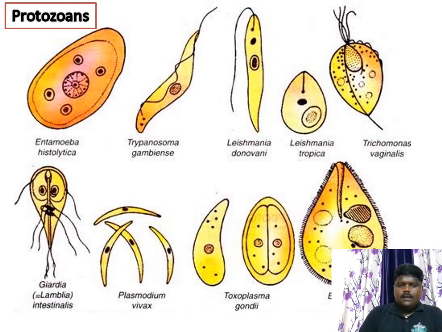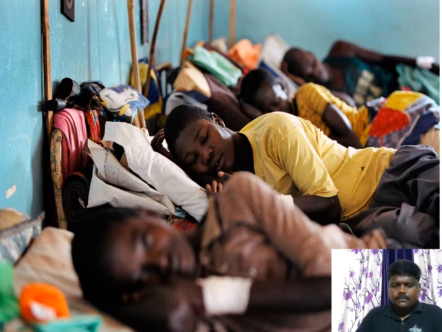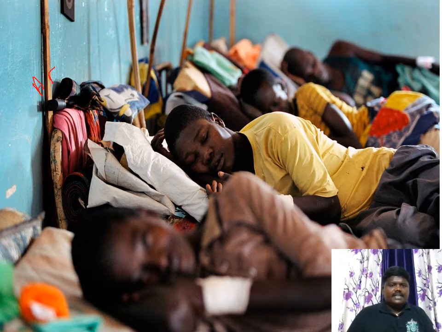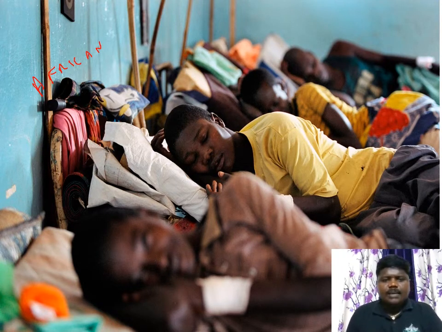So these are the representations of those organisms you can observe, right? Entamoeba histolytica, Trypanosoma gambiense, Leishmania donovani, which causes kala-azar, and Entamoeba, which causes amoebiosis. So these organisms you can have a look over. As I said before, this is African sleeping sickness. It is fun, right? Patients can keep on sleeping.